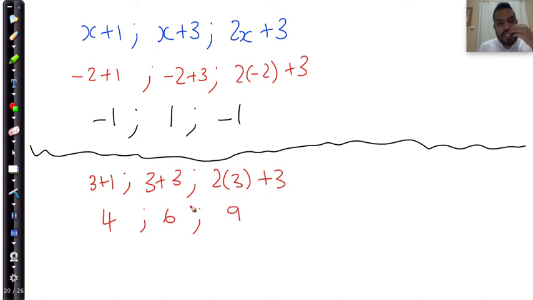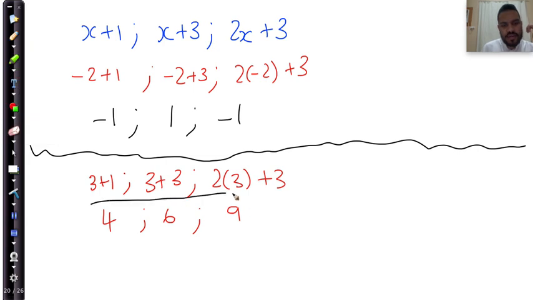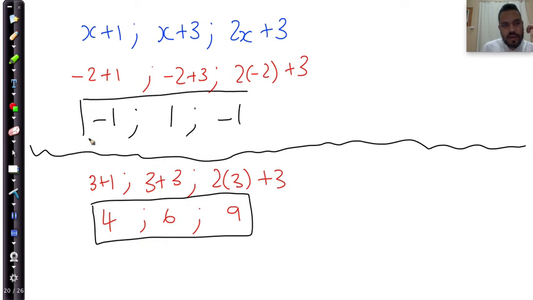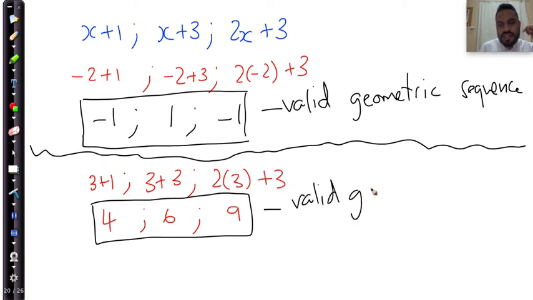Now this is clearly a geometric sequence, right? This is the sequence over here. And this is the sequence over here. Both of these are valid geometric sequences, because both values of x actually hold true the property T2 divided by T1 is equivalent to T3 divided by T2. So valid geometric sequence. So as you can see, in some questions you may actually get 2 answers, and in other questions you may only get 1. In this case, once again, a valid geometric sequence.